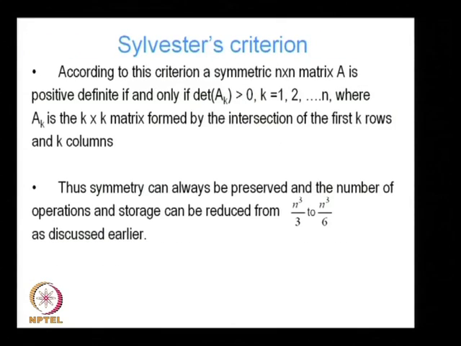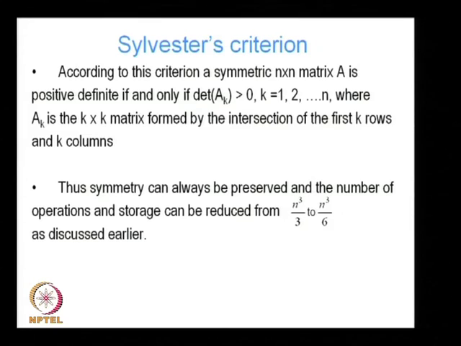According to this criterion, a symmetric matrix A with n rows and n columns is positive definite if and only if, that is, it is a necessary and sufficient condition, that the determinant of A_k must be greater than 0 for all k equal to 1 to n, where A_k is the k by k matrix formed by the intersection of the first k rows and k columns.